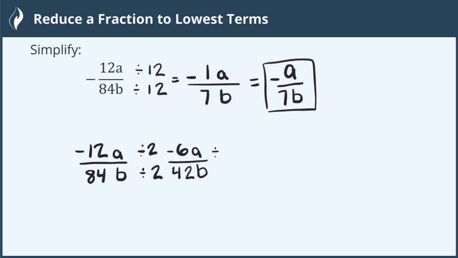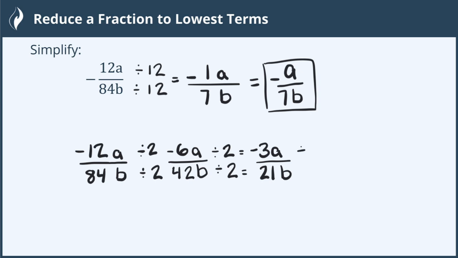Again, they're both even, so I will divide by 2 and 2, which gives me negative 6 divided by 2 is negative 3, and I still have an a. The bottom, 42 divided by 2 is 21, and I still have the b. Now I'm done with all of my even numbers because 3 and 21 are no longer even, so I can't divide the fraction by 2.